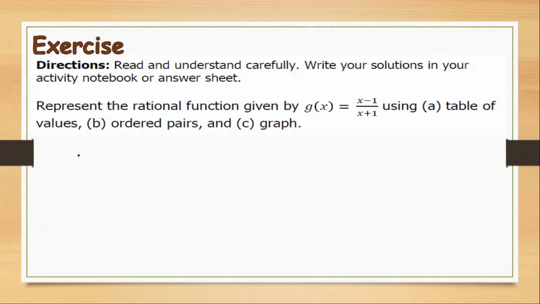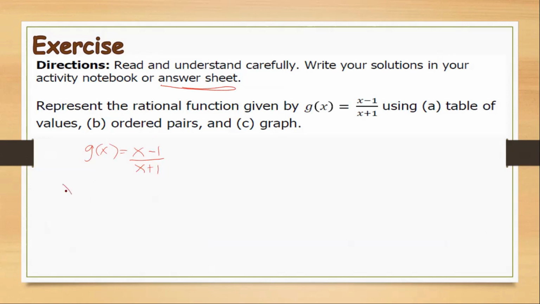So let's have our exercise. Read and understand carefully. Write your solutions in your activity notebook or answer sheet. Again, write it on your answer sheet. Don't forget to write your name. Represent the rational function given g of x equals x minus 1 over x plus 1, using a table of values, ordered pairs, and graph.